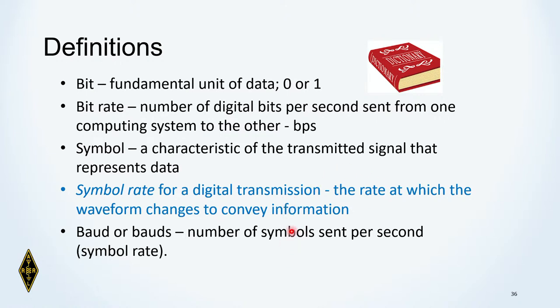And you might notice that these two are very similar. Baud or bauds: number of symbols sent per second. That's the symbol rate, which is two different ways of saying the same thing here. This is how it appears in the pool. Symbol rate and baud are the same.